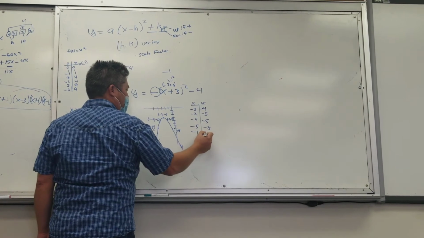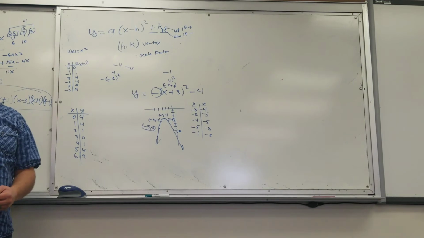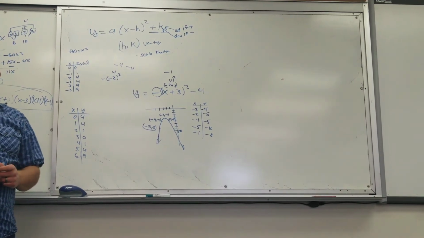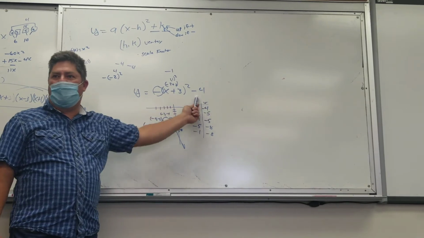And then the same thing's going to happen at negative 1, because it's symmetrical, right? So that worked out nicely. That's kind of cool, huh? And that's how it works. That's how easy this is, if you can get it into this form.